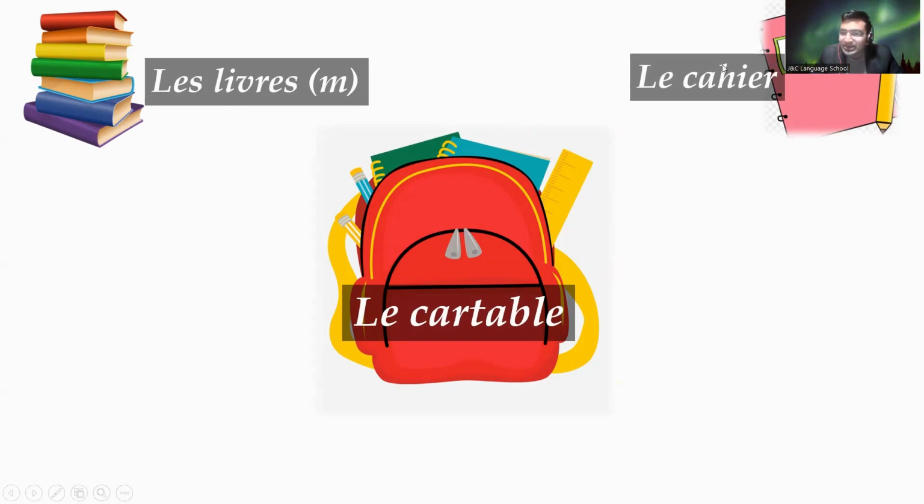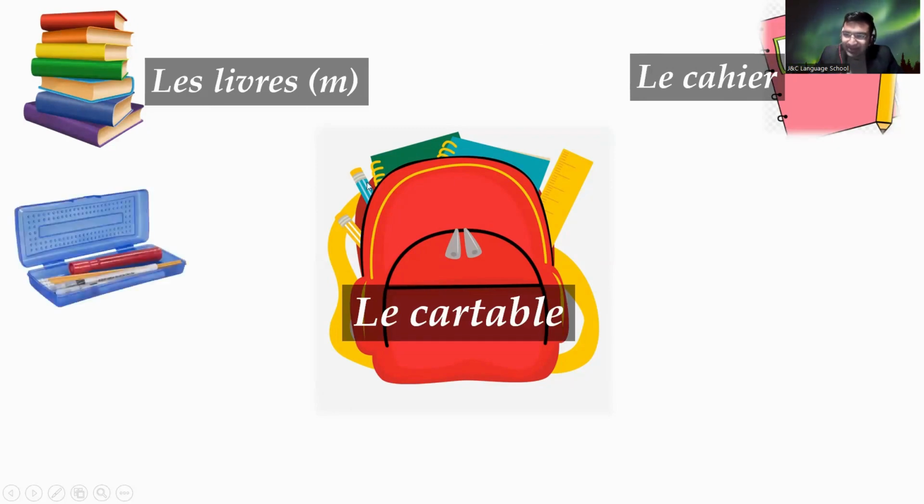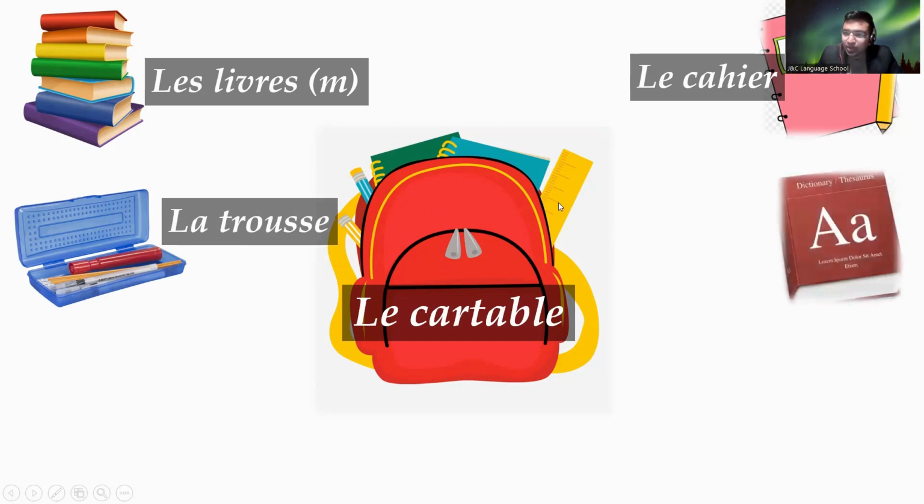Please remember there is no sound of H, and as per the rules, ER will give the sound of A. Le cahier for the notebook. We say geometry box simply as la trousse. La trousse for the geometry box or pencil box.